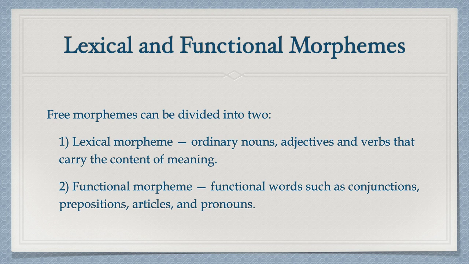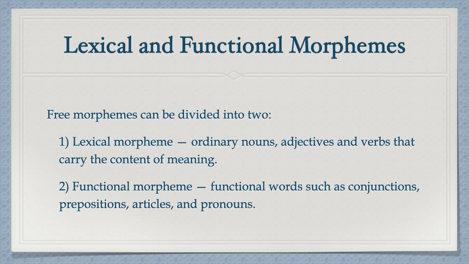But functional morphemes are functional words. These are what we usually sometimes call functional words. They include parts of speech such as conjunctions, prepositions, articles and pronouns which don't, you can't really say what is the meaning of a or an or the, right? You can just say what is its function. So functional words are characterized by a particular grammatical function.